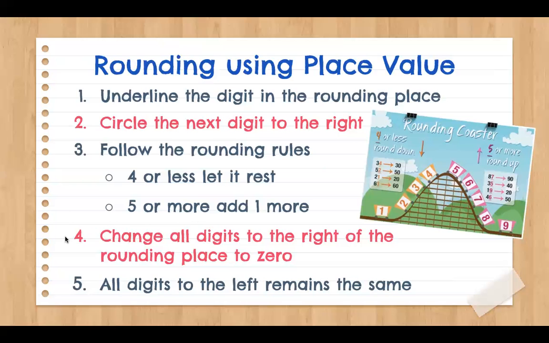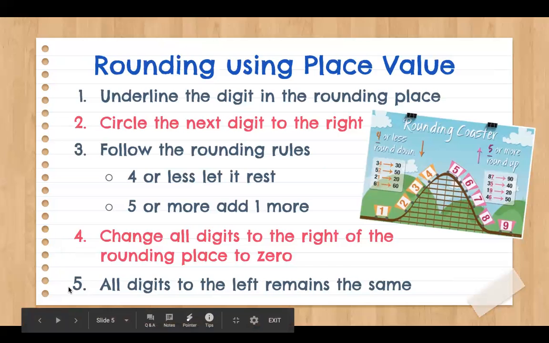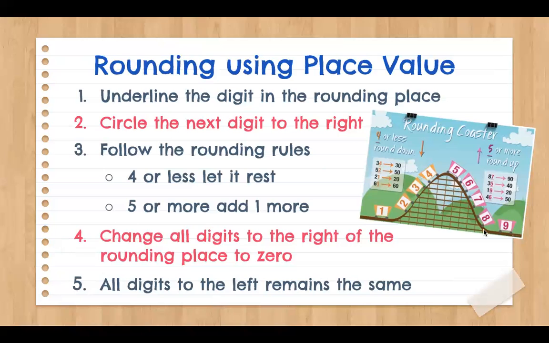Rule number 4, change all the digits to the right of the rounding place to 0. So the number that we circled will be turning into a 0. Then number 5, all digits to the left remain the same. Here I provided a picture that shows us the rounding coaster, and it gives us a better understanding. So 4 or less, round down. That means we have 1, 2, 3, 4. That means that we will be rounding down.